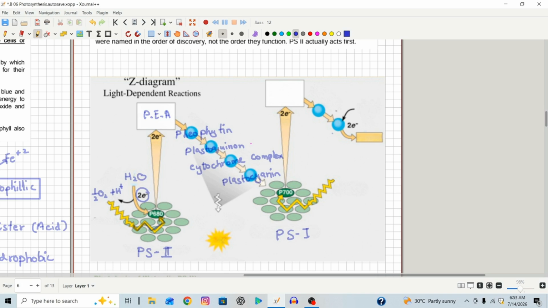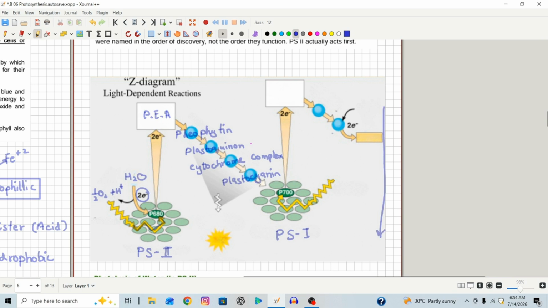In many books, the primary electron acceptor will transfer electrons to plastoquinone, then the electrons will go to the cytochrome complex and then to plastocyanine. But pheophytin is also in between these molecules. So the first acceptor is pheophytin, and then the electrons will go to plastoquinone, then to the cytochrome complex, and then to plastocyanine. As you can see here, the electrons are moving from high energy to low, the energy is going downward.